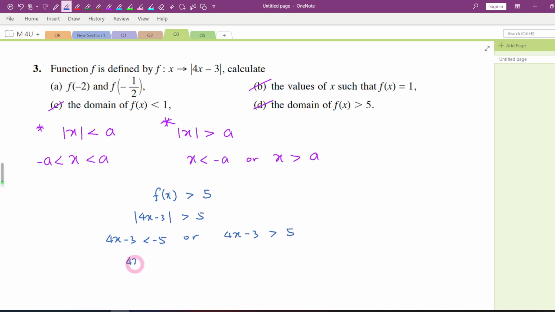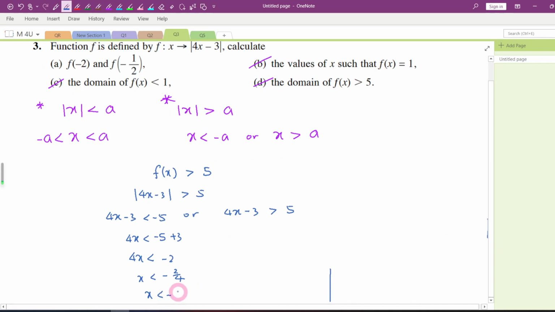Okay, so 4x is less than negative 5 plus 3. 4x is less than negative 2, and x is less than negative 2 over 4. So x is less than negative 1 over 2. How about here? 4x is greater than 5 plus 3. 4x is greater than 8, and x is greater than 8 divided by 4, which is equal to 2. Okay, now be careful here. Our final answer will be x is less than negative 1 over 2, or x is greater than 2. This will be our final answer.